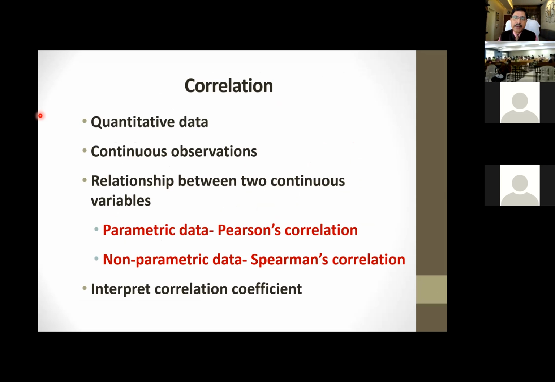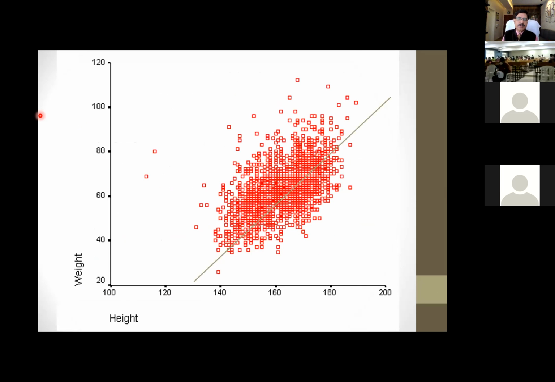If the data is parametric, we do Pearson's correlation. If it is non-parametric, we do Spearman's correlation. So for example, you see height, 100 centimeters to 200 centimeters, and weight from 20 kilograms to 120 kilograms on the axes. You see a near perfect correlation. This correlation coefficient is the statistic that is worked out. It is almost nearing 1. 1 means perfect correlation. Anything nearing 1, like 0.9 or 0.8, is a very good correlation.